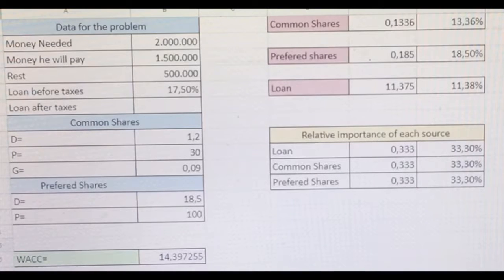To get the percentage of the common shares, we have to use the formula in Excel of V for 1 plus G over P plus G. We select the values and the result is 13.36%. Then we take the percentage of the preferred shares, and the formula is D over P, and we take into account the values in Excel, so that we find 18.50%.